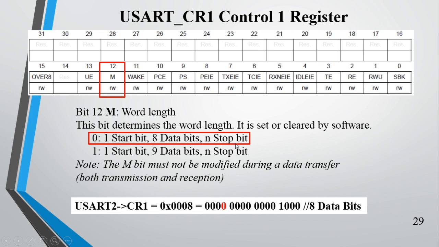If you want to configure 9 data bits, you need to write it as 1. But for the time being, I am configuring only 8 data bits as my word length. So I am writing 0 in bit number 12. So UART CR2 equal to 0008. That means bit number 12 you are writing as 0. That means 1 start bit, 8 data bits, n stop bits.